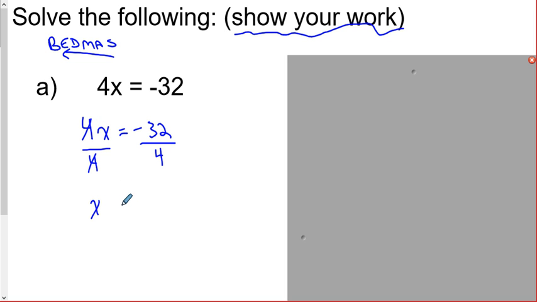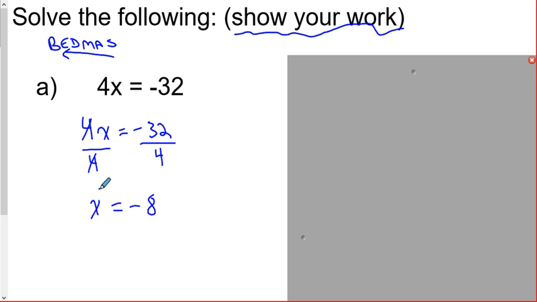We got rid of the 4 on that side. Now on the other side, we can say, okay, 32 divided by 4 is 8, but it's actually negative 32 divided by 4. And a negative divided by a positive is a negative. So our answer is negative 8.